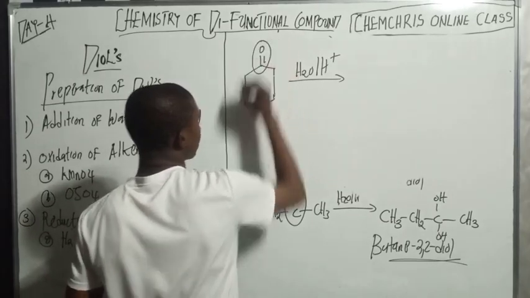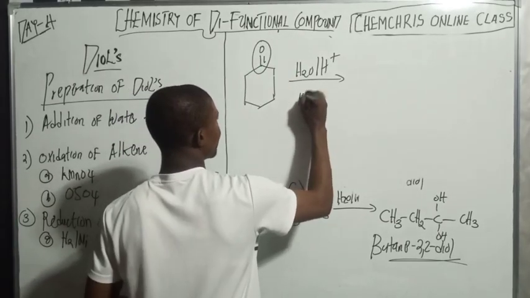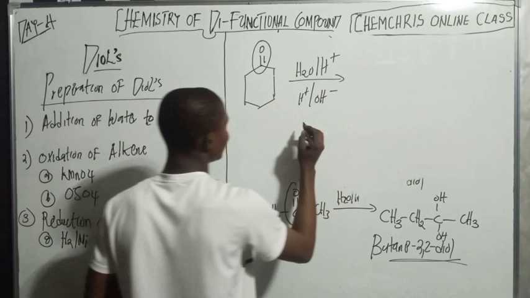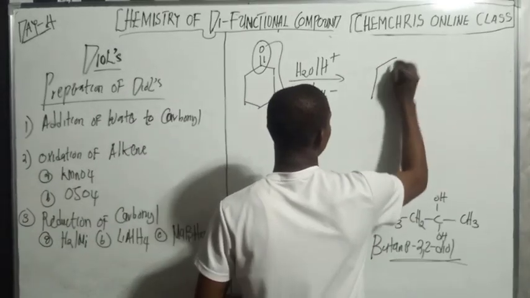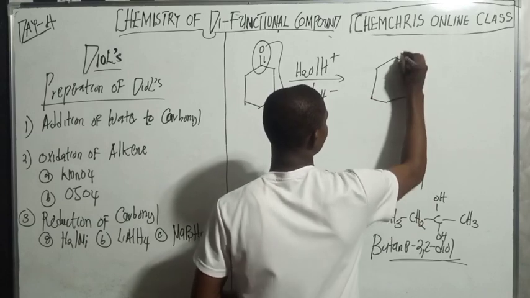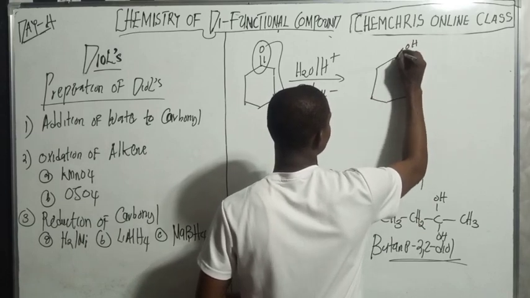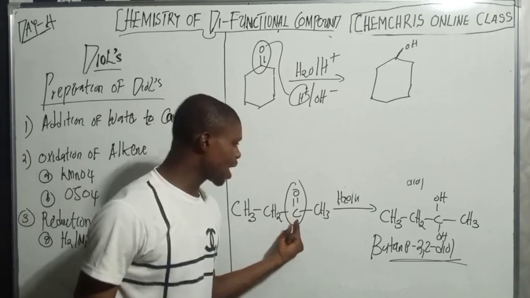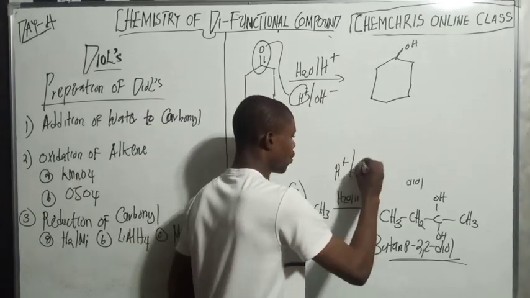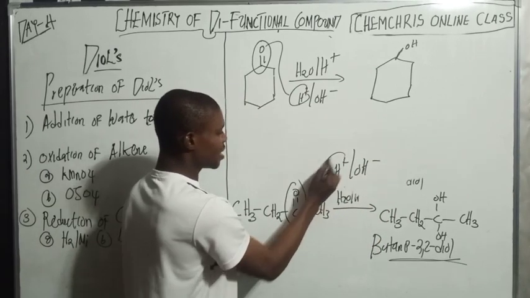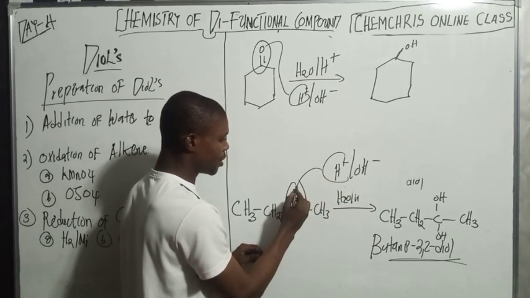Remember, the addition will occur here, right? So you have H plus and now OH minus. This one will be added here to form this, then you break it to form this one here. Here we have OH, right? Remember, if you check very well, the H plus and now OH, this H will only attach to this other point here to form this one here.